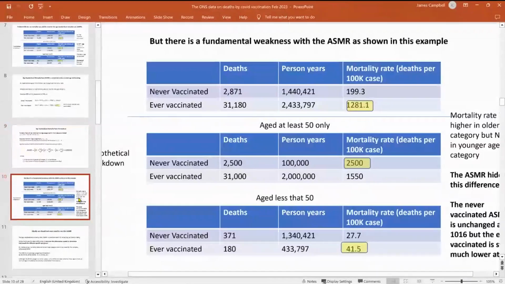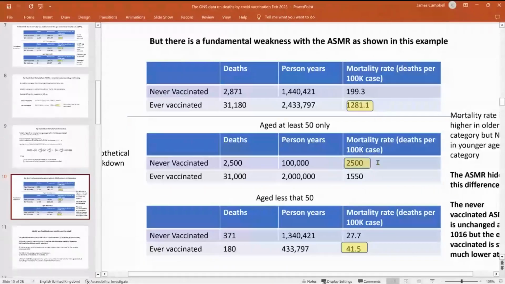So this next slide was just showing another weakness of the ASMR. Using the same example I used before, but with a different hypothetical breakdown, you can see what will happen. I just moved, hypothetically, 100 deaths in the ever vaccinated from the aged at least 50 to less than 50, and overall the age standardized mortality rate is still of course lower in the ever vaccinated.